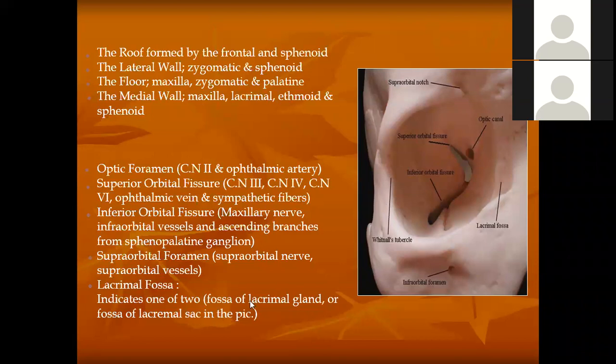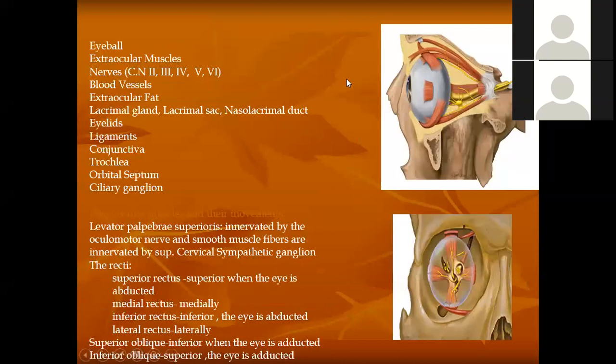Then we have the lacrimal fossa, which is present superotemporally. Here, there is a lacrimal fossa. You can see that there is some hollow space over here. This is just for the lacrimal gland. The lacrimal gland is situated in this lacrimal fossa. So the lacrimal fossa is the site for the lacrimal gland.